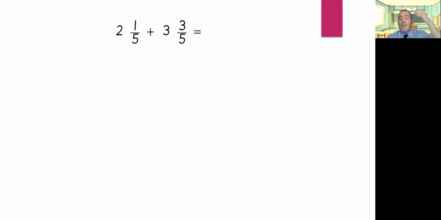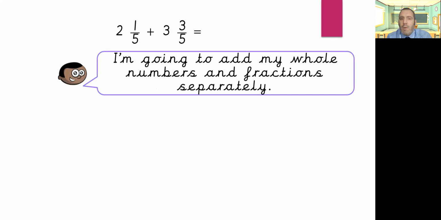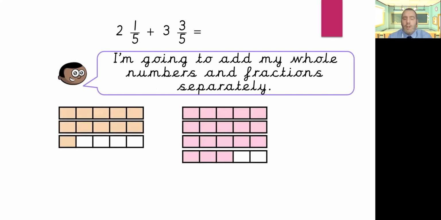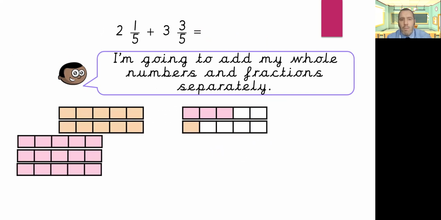Now, there's another way of doing this. I'm going to add my whole numbers and my fractions separately. This method might work better for you than the first method. So again, we've got our bar models in fifths. What I'm going to do is move my whole bars to one side and move my fractions of bars to the other side.